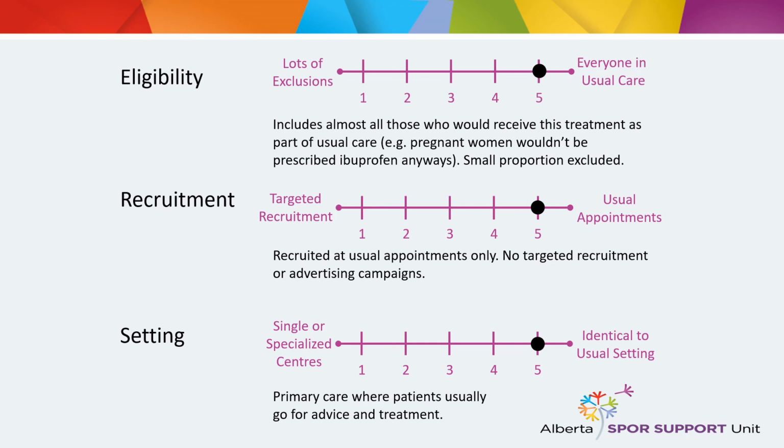On the eligibility domain, the study would score a 5, being very pragmatic. The study includes almost all those who would receive treatment as part of usual care. Pregnant women wouldn't be prescribed ibuprofen anyways, and there's a small proportion of patients excluded. On the recruitment domain, it would score a 5 as well, being very pragmatic. Patients were recruited at usual appointments only. There were no targeted recruitments or advertising campaigns. For the setting domain, it would score a 5 as well, because primary care are where usually patients go for advice and treatment.